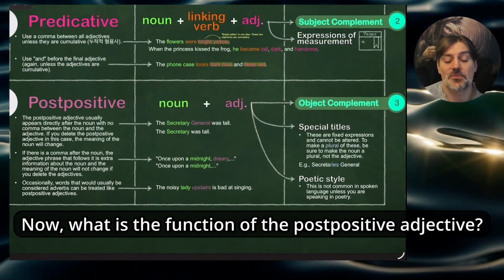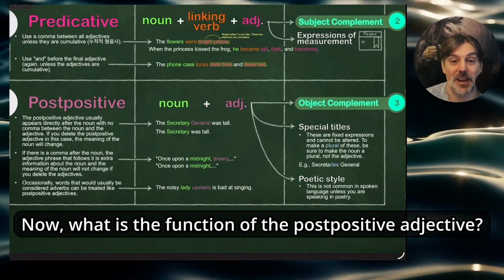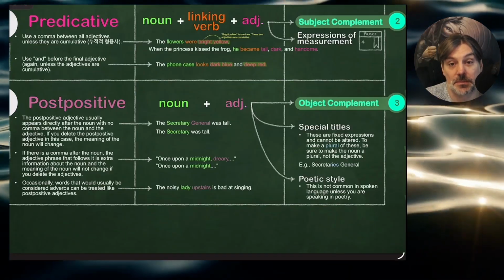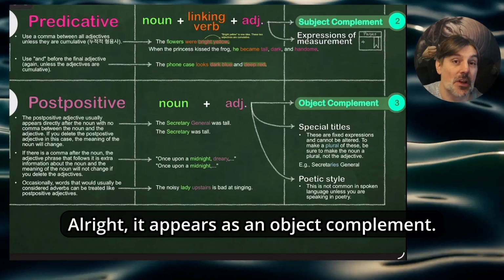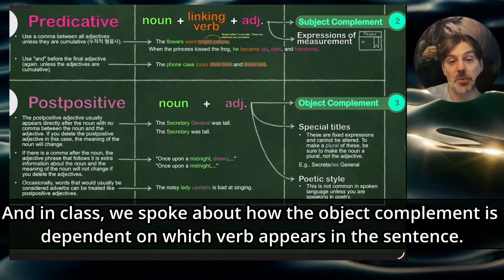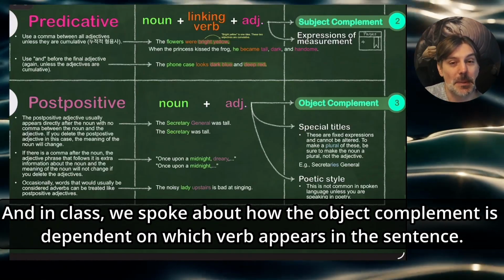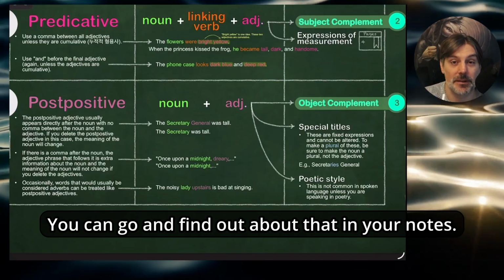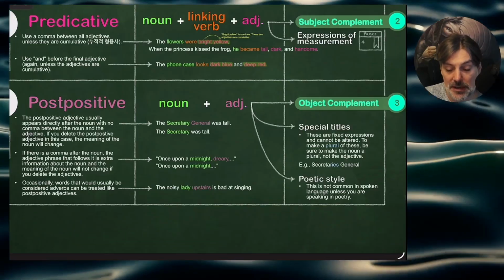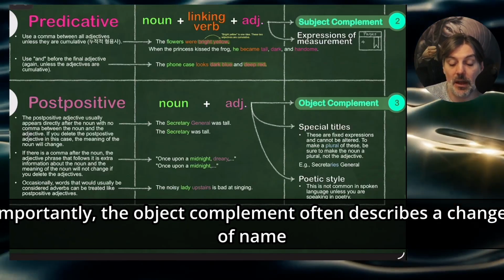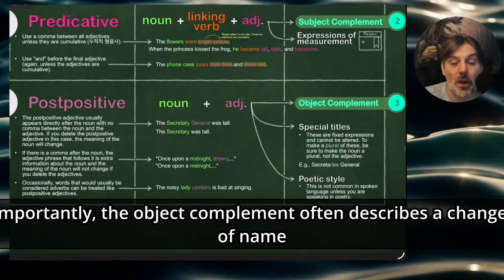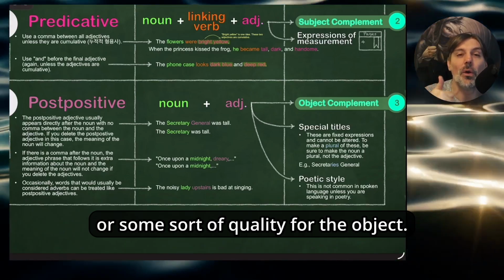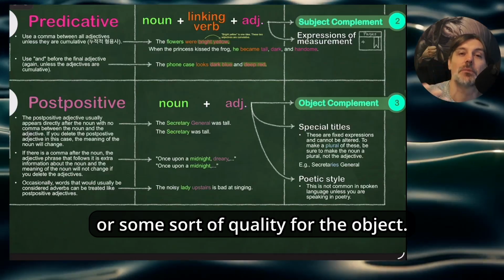Now, what is the function of the post-positive adjective? Well, often it appears as an object complement. And in class, we spoke about how the object complement is dependent on which verb appears in the sentence. You can go and find out about that in your notes. Importantly, the object complement often describes a change of name or some sort of quality for the object.